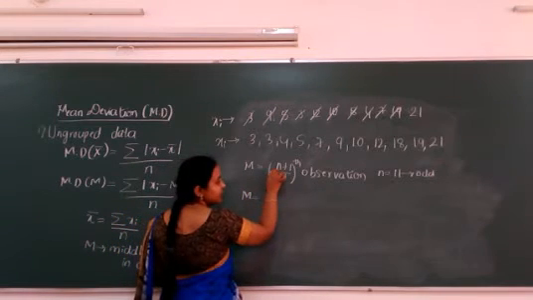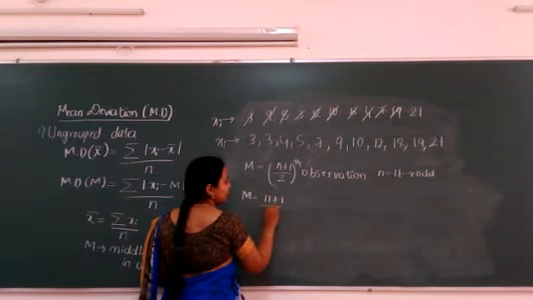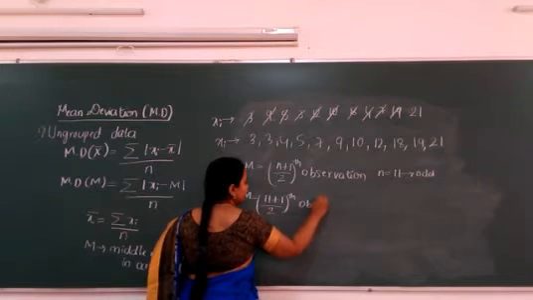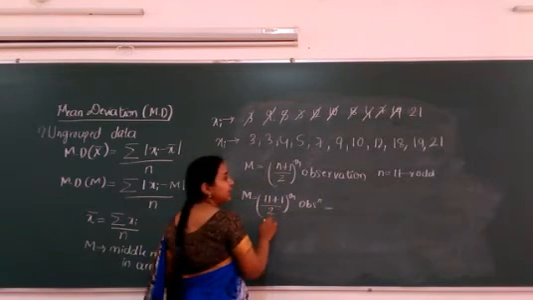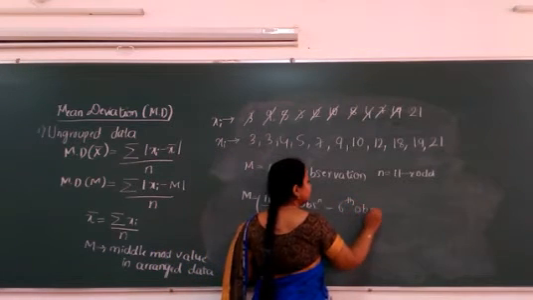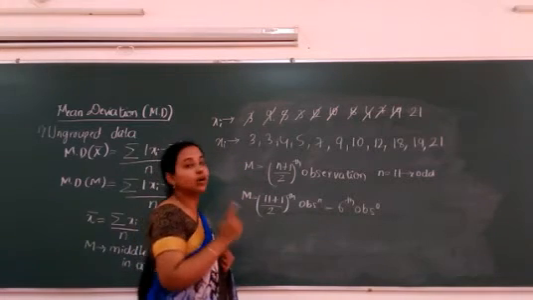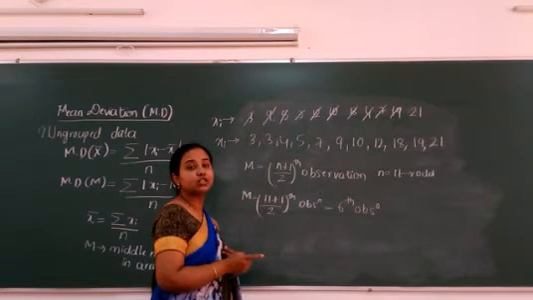So n is how much we have written? It is 11. So the (11 plus 1) by 2th observation. This is very important. So what will it be? 11 plus 1 is 12, 12 by 2 is the 6th observation. In our given data, if you go on counting and get the 6th observation or 6th value, that is your median.